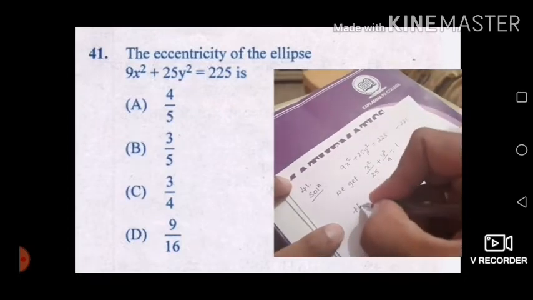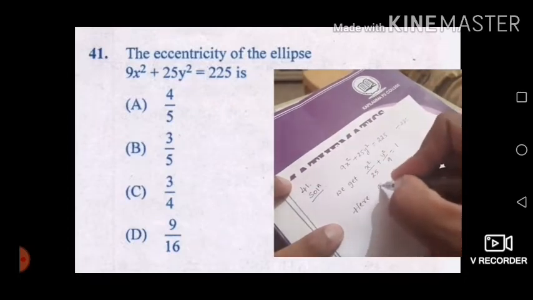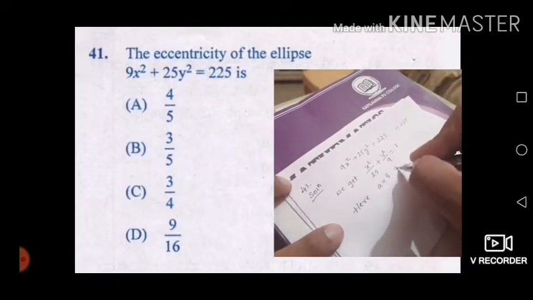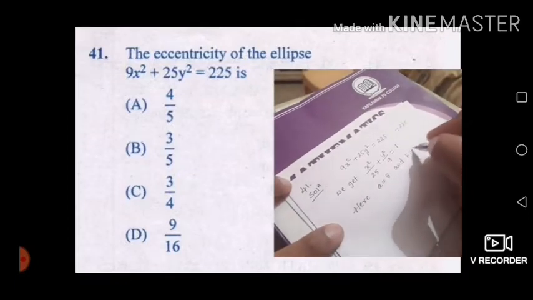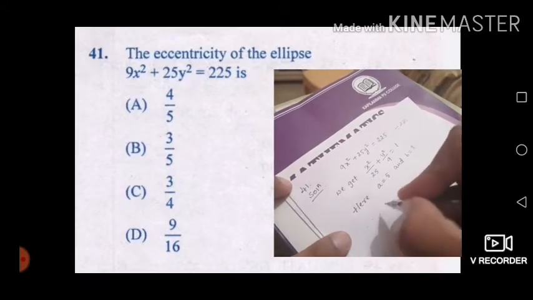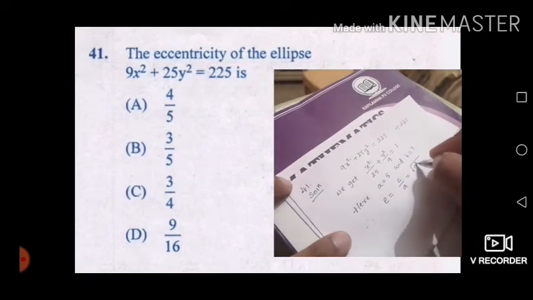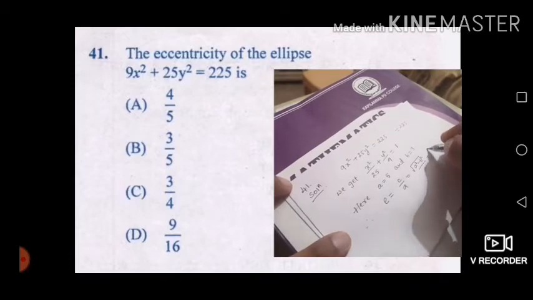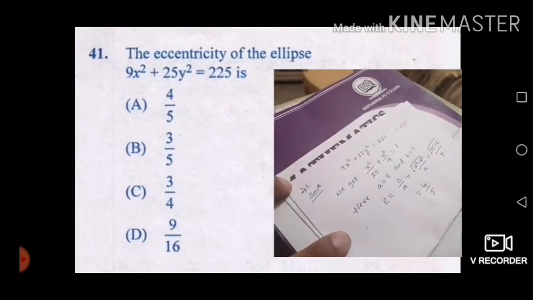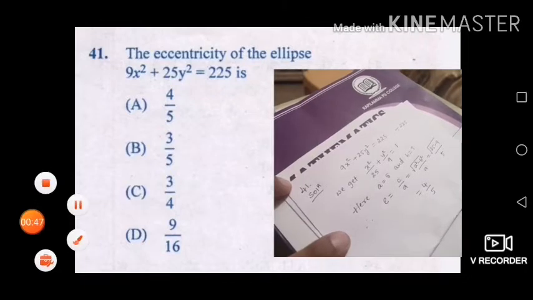Here it is clear that the a value is 5 and the b value is 3. So the eccentricity e is equal to c by a, where c is root of a square minus b square, divided by a. By substituting the values, a square is 25 and b square is 9, divided by 5. So we got the answer 4 by 5. Hence option A is correct.